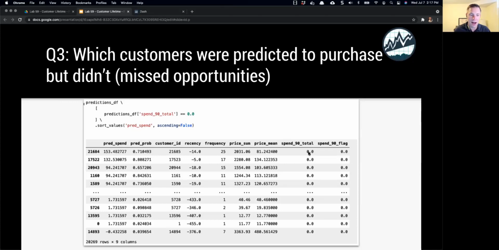In fact, they've got a high probability here of 71%, and they were predicted to spend $153. So we've got to understand why they're not spending, and we've got to get in front of them. We've got to get our marketing team to send them targeted emails in order to get them spending more money, because that's a missed opportunity, and that can generate a lot of revenue for your company.